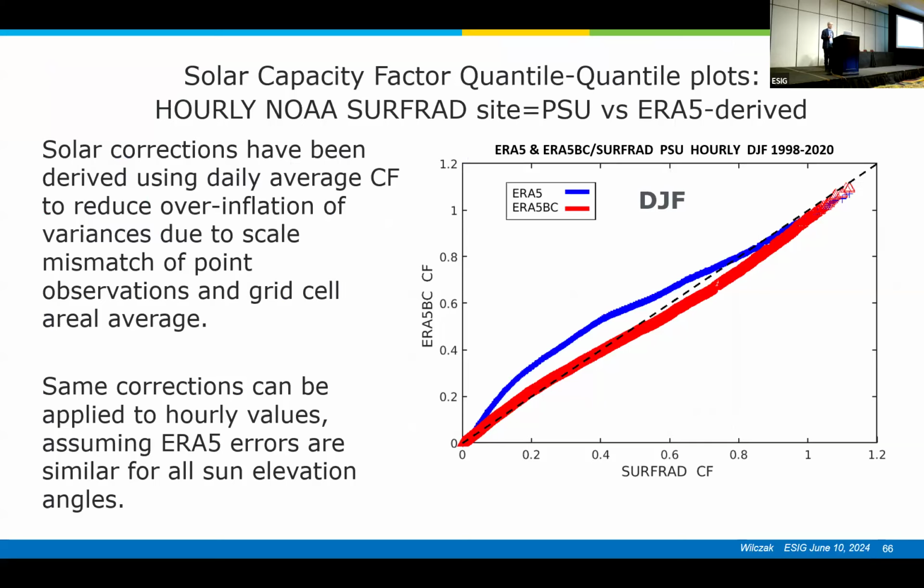And the basic assumption here is that the radiation deficiencies in the ERA5 are independent of the sun elevation angle. If you make that assumption, now here in the plot, what I'm showing is hourly values in this quantile plot. Again, this is for December, January, February. The blue curve is for the raw ERA5. You can see again in the hourly values, it has this problem. After you apply those corrections, you get the red curve. And although it's not perfect, it agrees much better with the one-to-one line there.